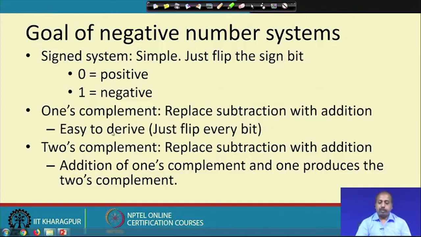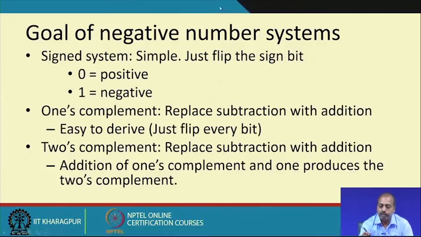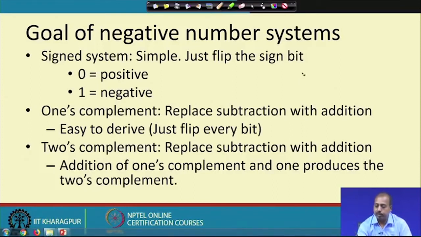The 1's complement representation: the goal is to replace subtraction with addition. The subtraction process we can do using addition, and here the idea is that we just flip every bit. If I am representing the number plus 5 in 4 bit representation, the number is 0 1 0 1, and for representing minus 5 we just flip all the bits. So, it is 1 0 1 0. That is the 1's complement number system.